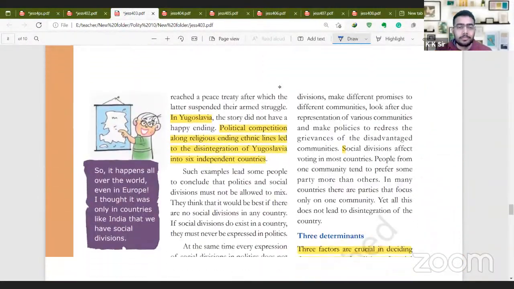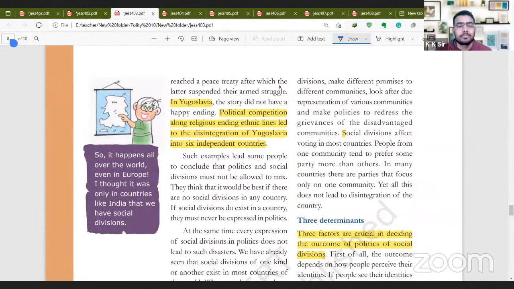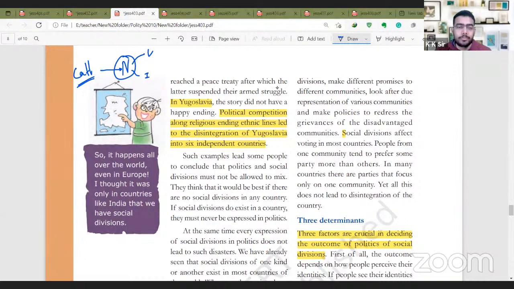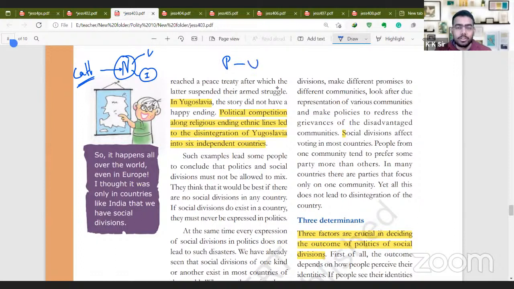Nationalists किधर जाना चाहते थे, बताओ थोड़ा. Which country nationalists wanted to join, UK or Ireland? Nationalists were Catholics. Catholics किधर जाना चाह रहे थे? आयरलैंड में. और प्रोटेस्टेंट्स कौन थे? यूनियनिस्ट. और यूनियनिस्ट जाना चाहते थे यूके के साथ.